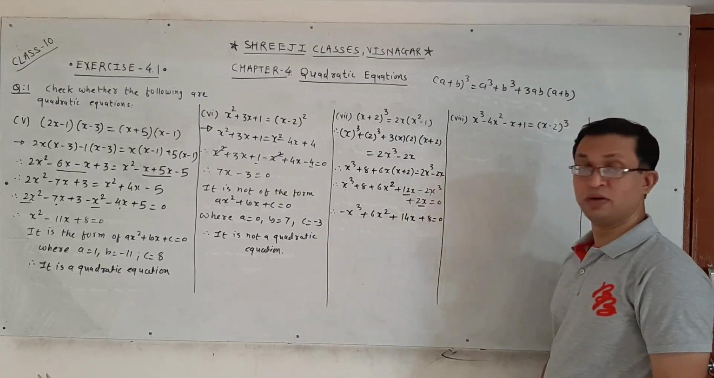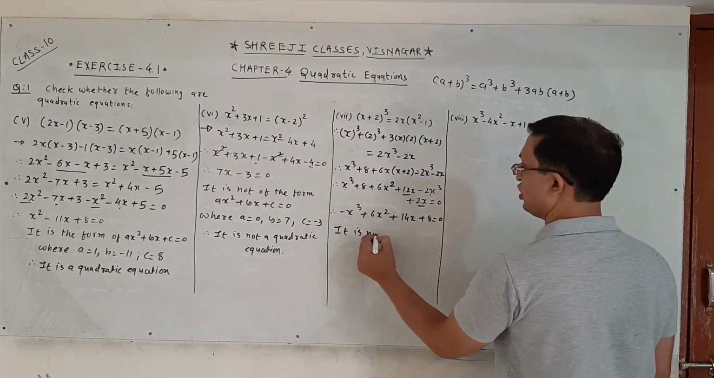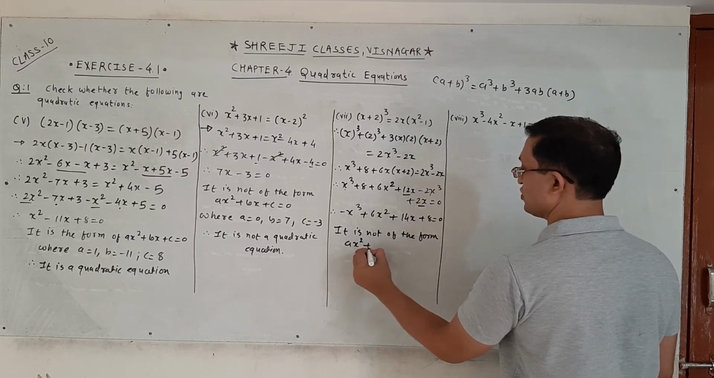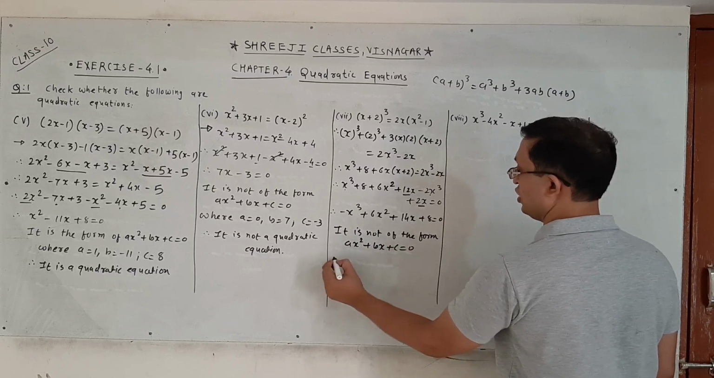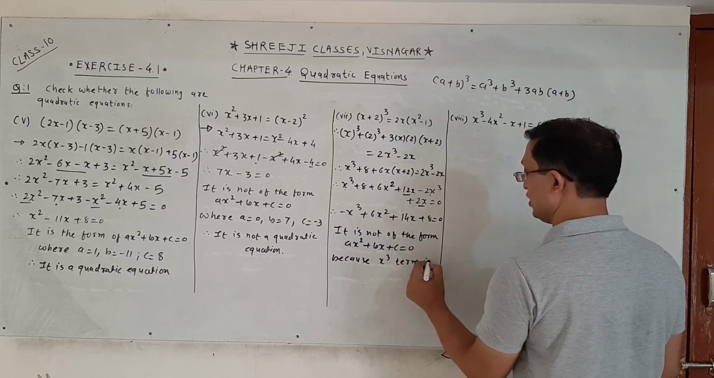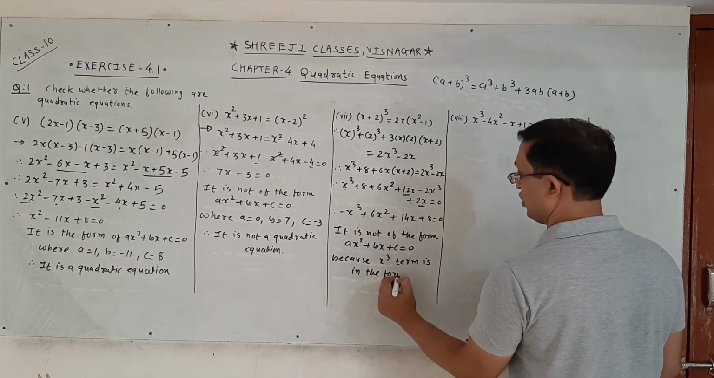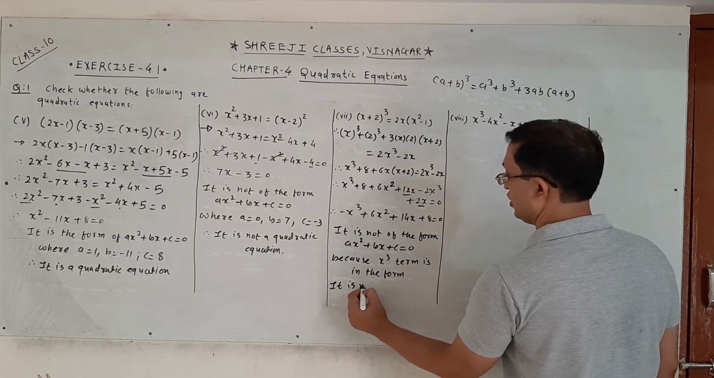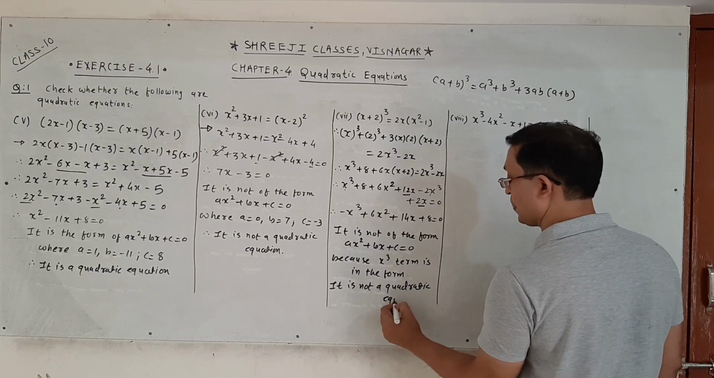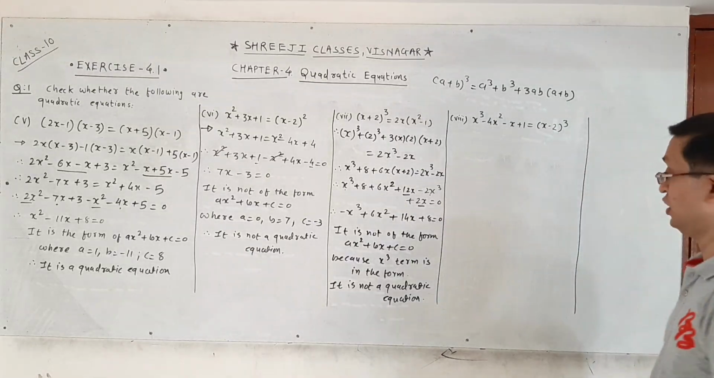Here the x cube term is present, so that is not of the form ax square plus bx plus c is equal to 0, because the x cube term is in the equation. Therefore, it is not a quadratic equation. Understand? If an x cube term comes, then it cannot be a quadratic equation.